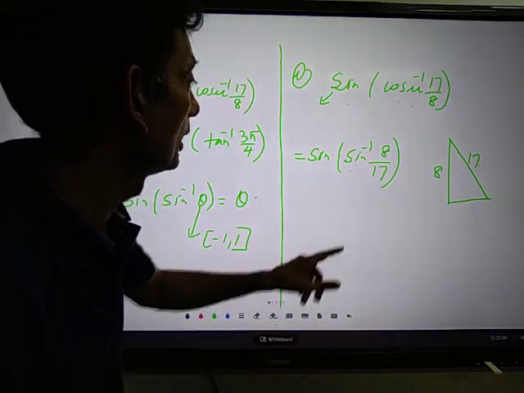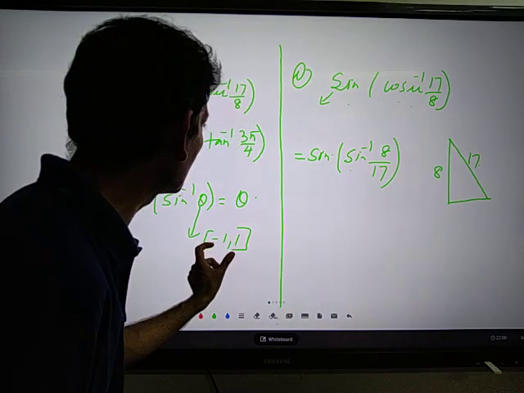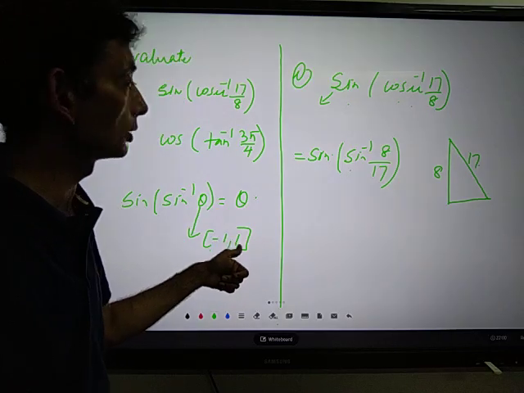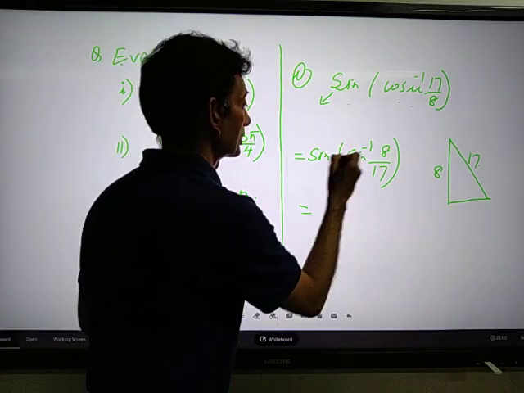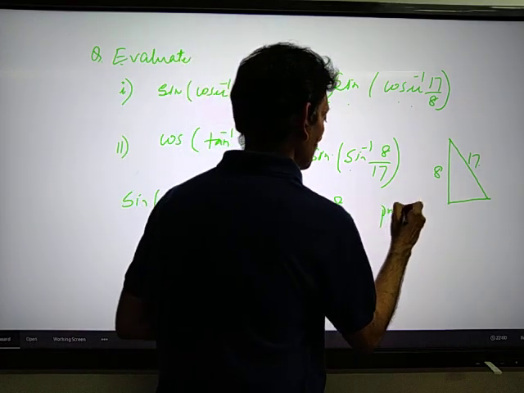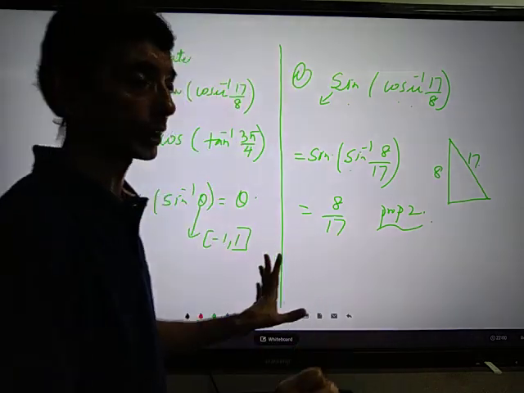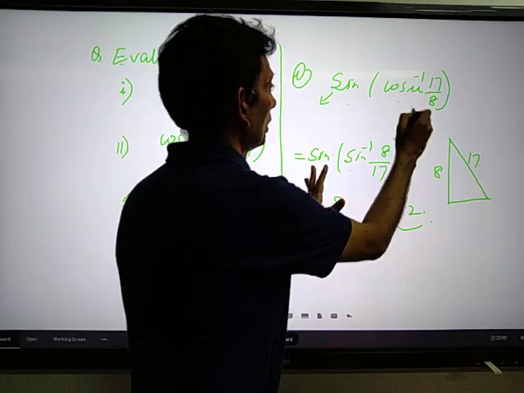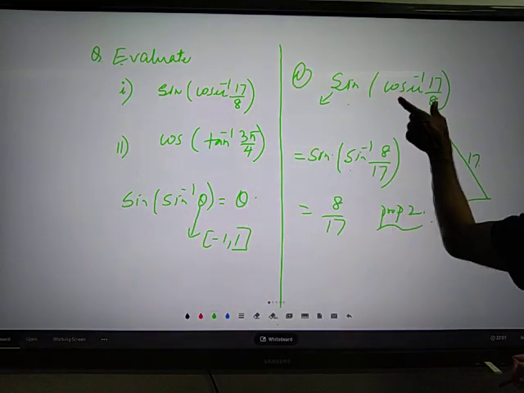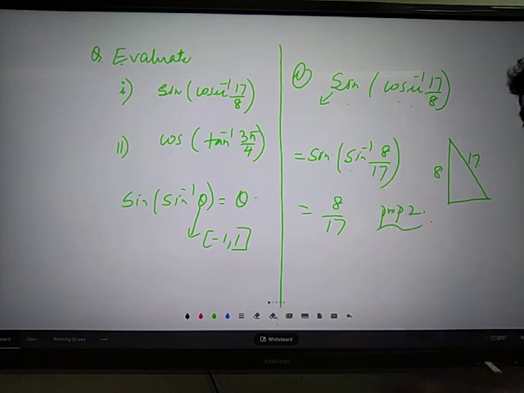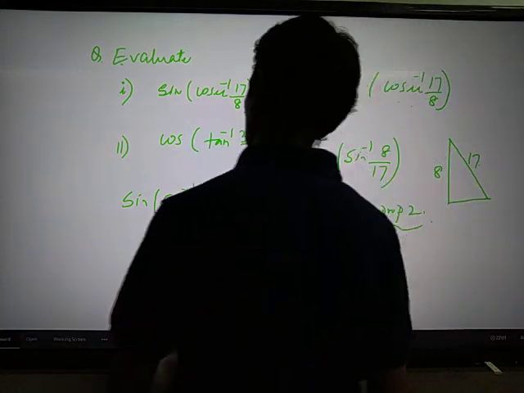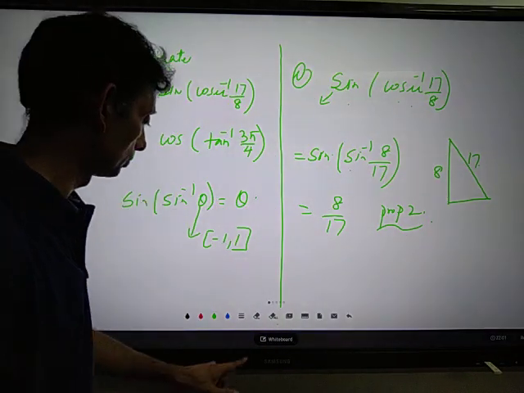Now we need to check whether 8 by 17 is actually lying between minus 1 to 1 or not. Since 8 by 17 lies between minus 1 to 1, therefore sine of sine inverse 8 by 17 is 8 by 17 by the property 2. Today you only need to know this, and we are going to solve more questions on that concept, that how one inverse trigonometric function can be converted to another with the help of a right triangle. Let us solve these questions. That is question number 2.